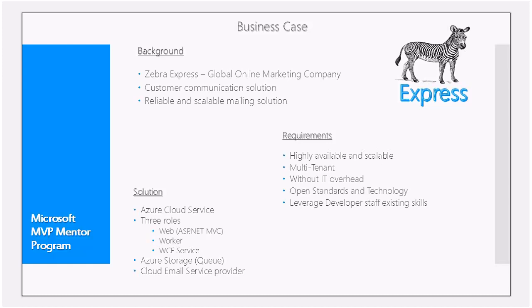They are going to use a queue to interact between the web role and the worker role, and a cloud email service provider. That's the one provided by this Microsoft partner. I think they are based in Colorado. I'll refer to the management portal a bit later. So okay, cool. So those are the requirements.